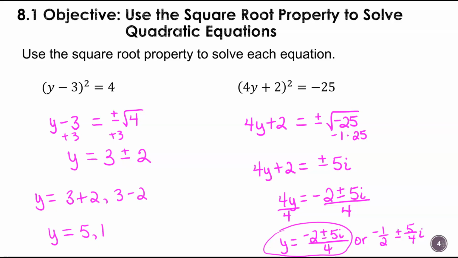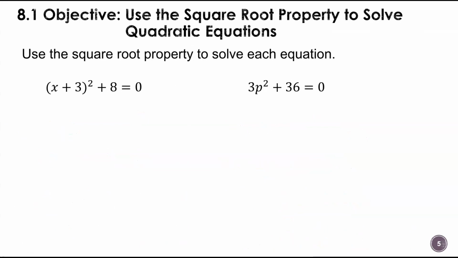All right, so those are solved. Now notice that once again we need to isolate our squared term. So we're going to isolate by subtracting 8.